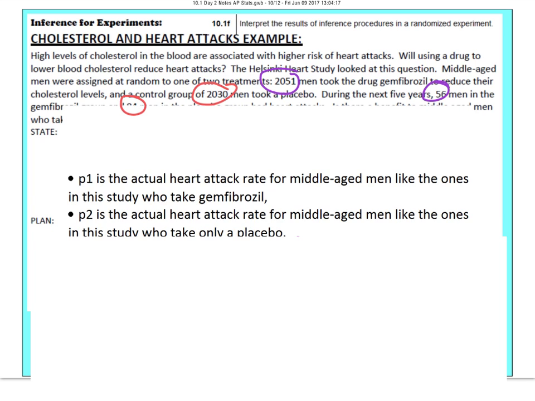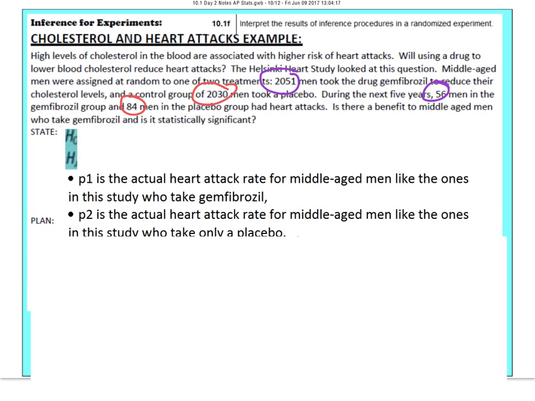Well, either case, one thing that we do know is this: we want to see if the drug is actually lowering it. So if the drug gives us fewer heart attacks and the placebo is higher, then if we do P1 minus P2, we think it's going to be a negative answer. So there are two ways you could state it. You could write your hypothesis in this format right here.